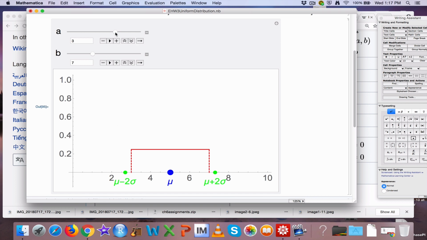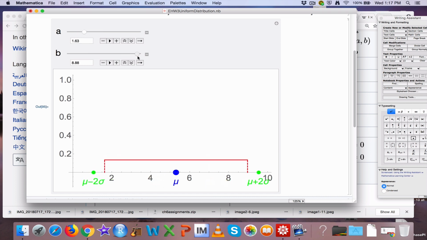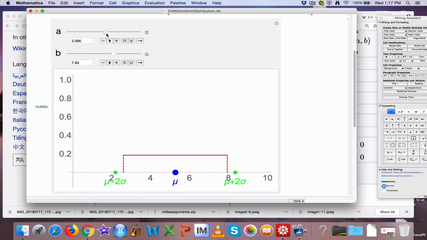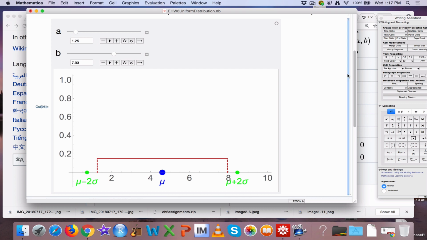What Mathematica allows me to do is to change a and b if I like, and I can see the mean mu, and also mu minus 2 sigma and mu plus 2 sigma, change. And the height of the rectangle changes as well to always make the area under it equal to 1. So it really truly is a density curve, truly a probability density function.